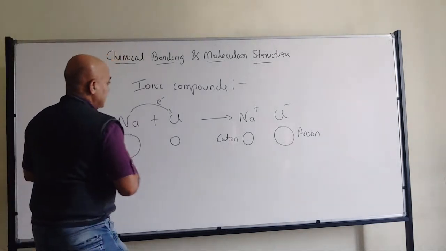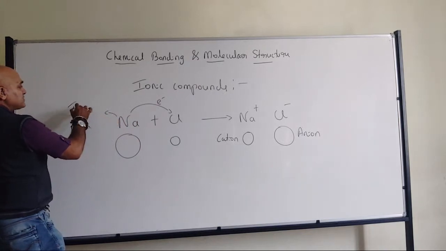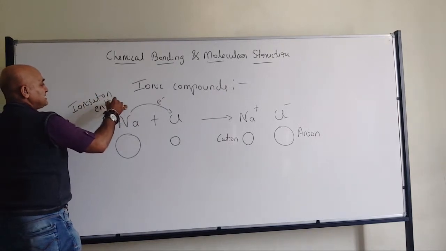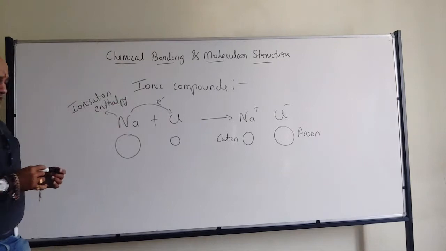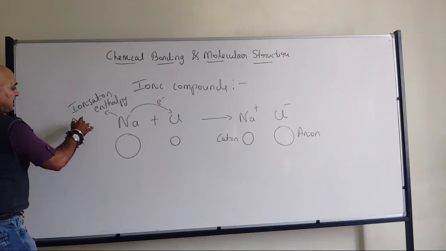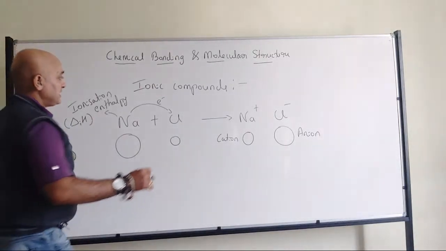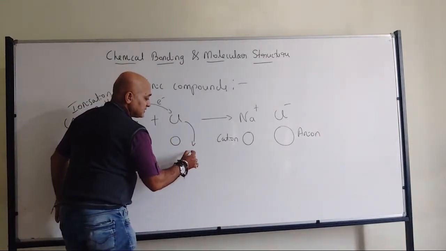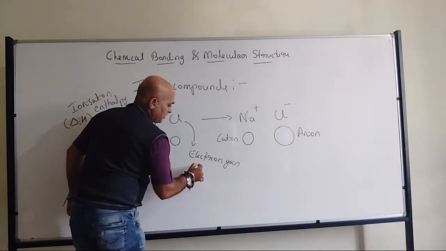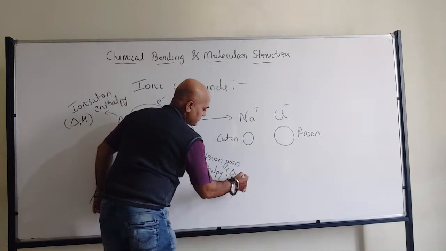Okay. So, when I am talking about this process with respect to sodium, I will call it ionization enthalpy, which we have already discussed in periodic classification, delta IH. Ionization enthalpy with respect to sodium. With respect to chlorine, I will call it electron gain enthalpy.